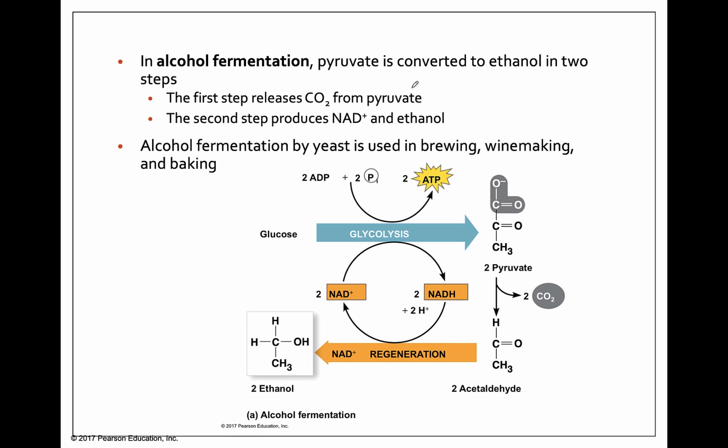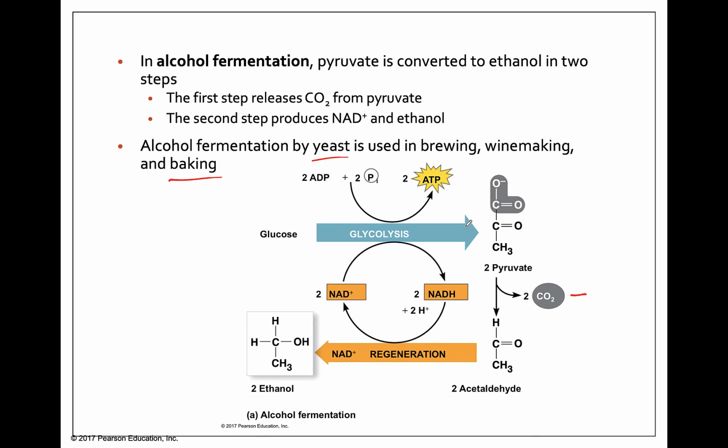There are 2 types of fermentation. The first is alcohol fermentation. This is used by yeast, some bacteria. This is actually the process that we use to make alcohol, so like beer and wine, as well as baking, because the bread rises from the carbon dioxide released from the yeast.